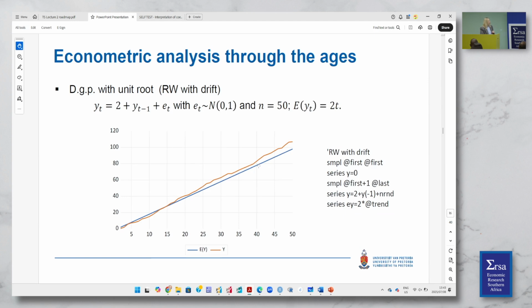If we have a random walk with drift, typically it will follow a straight line almost and hardly ever come back to that. It will only occasionally cross that trend line.